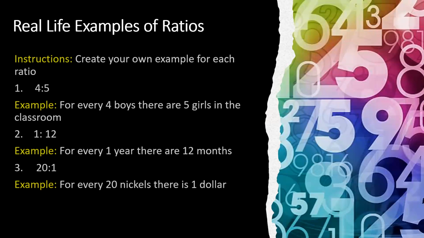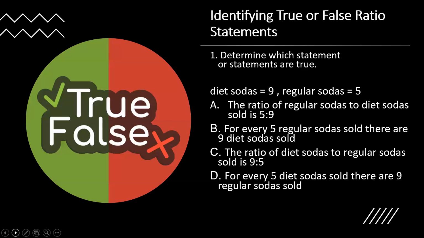Excuse me. DeAndre says for every 1 month there are 12 days. That's not really true. For every 4 Coke sodas there are 5... what? 5 what? For every 4 books there are 5 pens. I like that one, Demarion. Go ahead. Can you excuse me for a minute, please? Yes, you can. All right, good. So those are good examples.